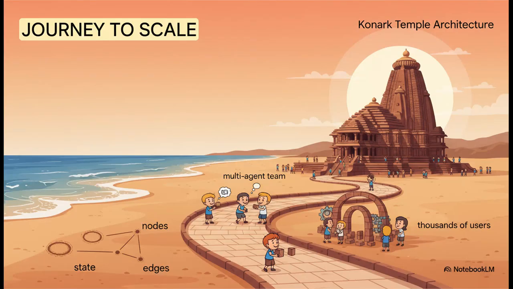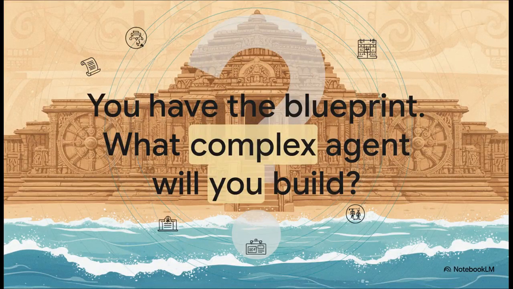And that's the whole journey. We went from the absolute basics, just state, nodes, and edges, all the way to a complex multi-agent system, and then we figured out exactly how to make it scale for thousands of users, all in just a few minutes. So now you've got the blueprint, you've got the core concepts, you've even seen the code. The only real question left is, what amazing, complex agent are you going to build?